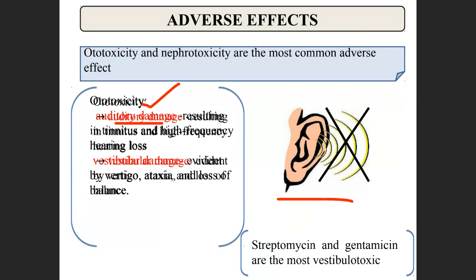In the auditory damage, the damage is to the cochlea of the ear, and in the vestibular damage, the damage is to the vestibule structure present in the inner ear. So auditory damage leads to tinnitus and hearing loss, whereas if there is damage to the vestibule, it leads to vertigo, loss of balance and ataxia. So all these conditions are seen due to problems in the cochlea and the vestibule structures which are present inside the inner ear.